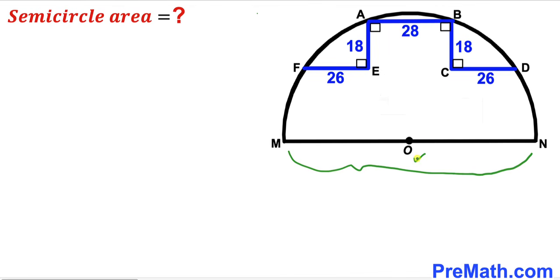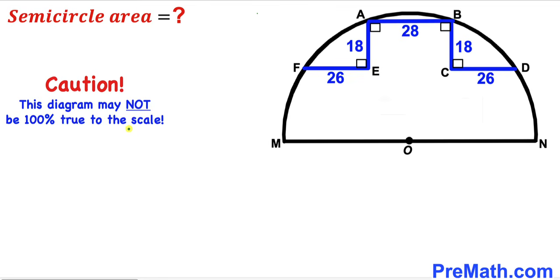In this video, we have this semicircle with center O and diameter MN, as you can see in the given diagram, such that this chord AB is 28 units, and moreover this segment BC and this segment AE are 18 units each, whereas these segments EF and CD are 26 units each as well. Furthermore, all these angles are 90 degrees each. Now our task is to calculate the area of this semicircle.